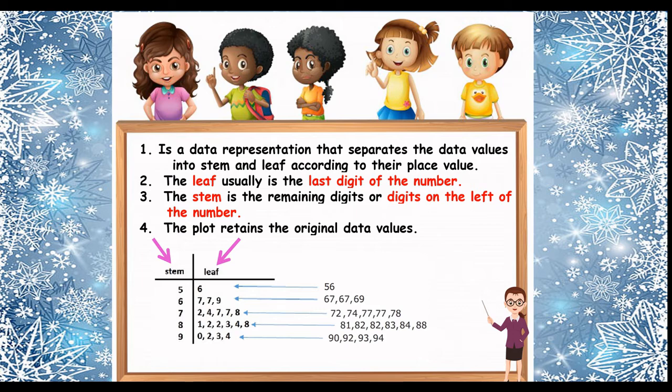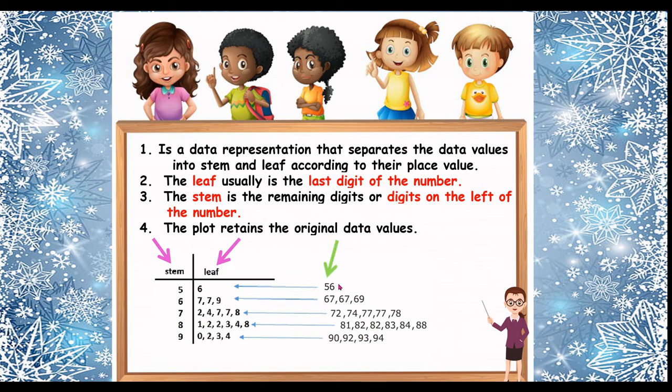Okay, so how to interpret the data? You can see here, if I got 56, I separate 5 and 6. If I got 67, 67, 69, I categorize all of them in the 6, stem 6. After that, my leaf will be 7, 7, and 9. And so on, you can see one by one.